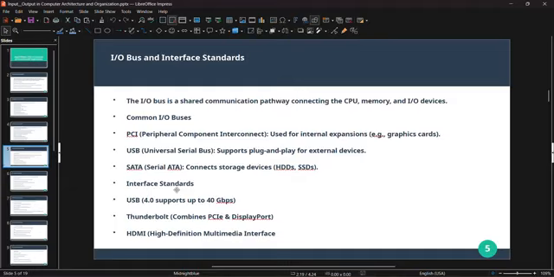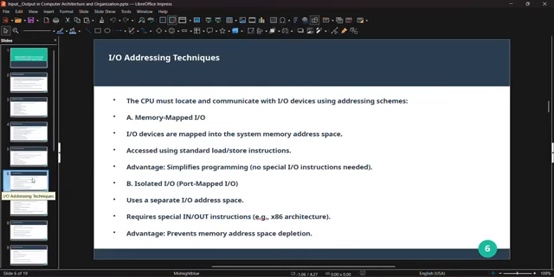And let's go to the interface standards. The interface standards. So these are the USB, the Thunderbolt, and then the HDMI, the High Definition Multimedia Interface. Okay, now let's move on to the addressing techniques. The addressing techniques. So the CPU must locate and communicate with input output devices using addressing schemes. This is where the addressing techniques play a role in input output systems, right?